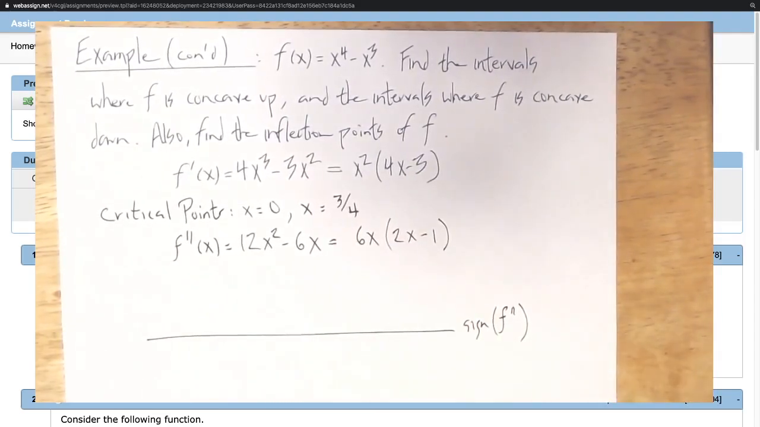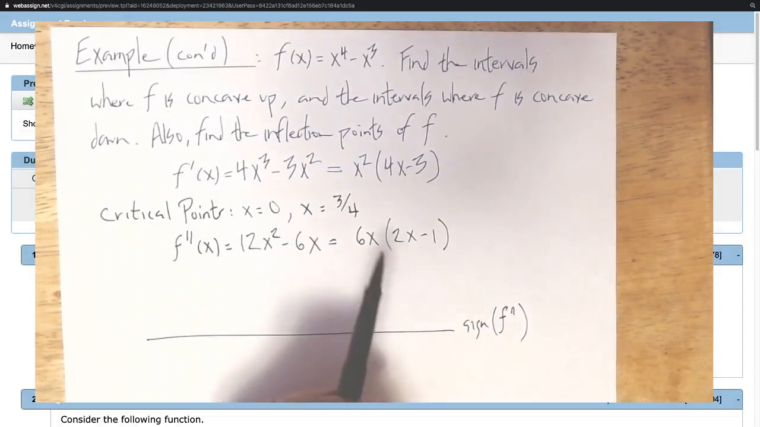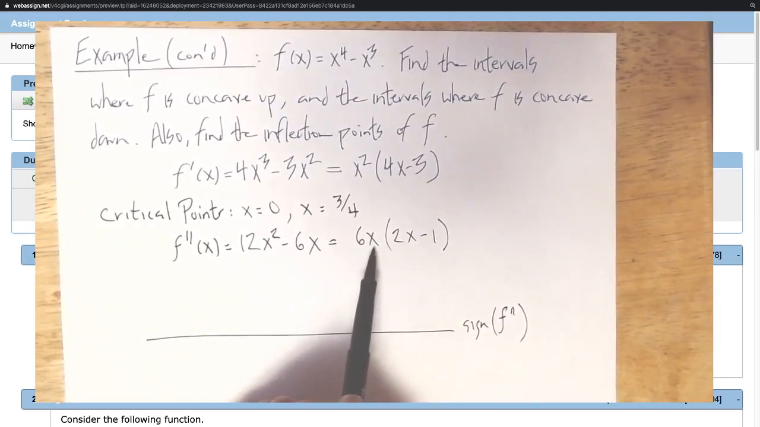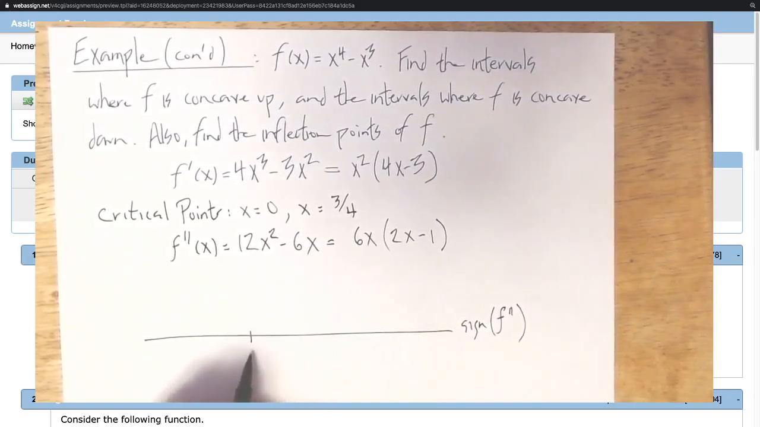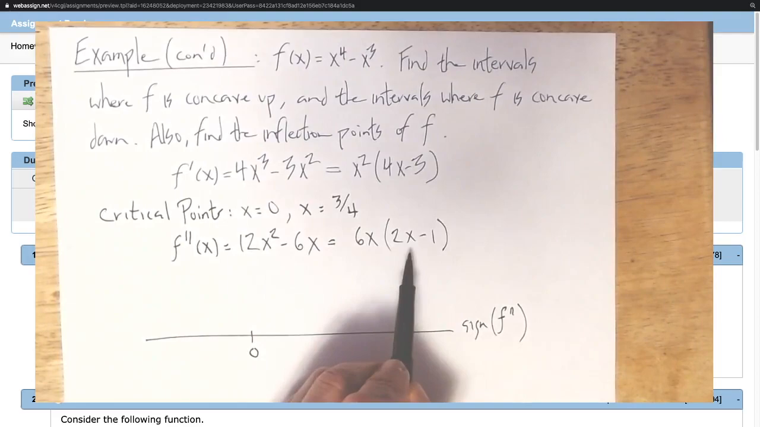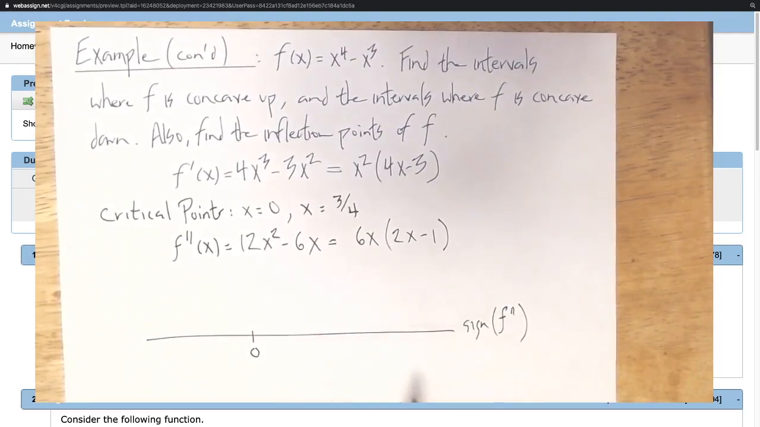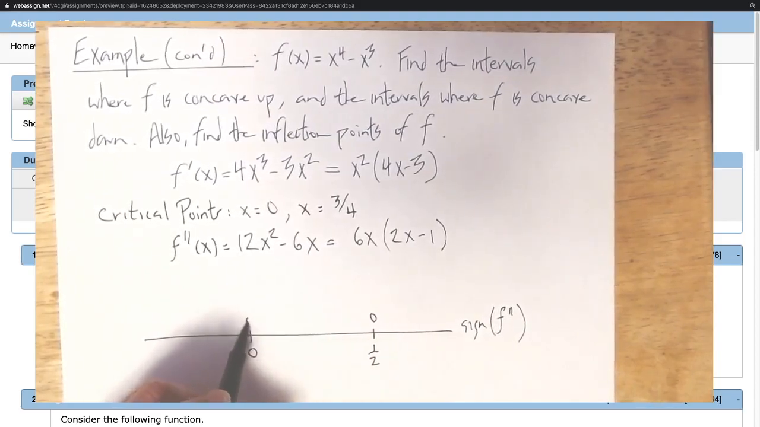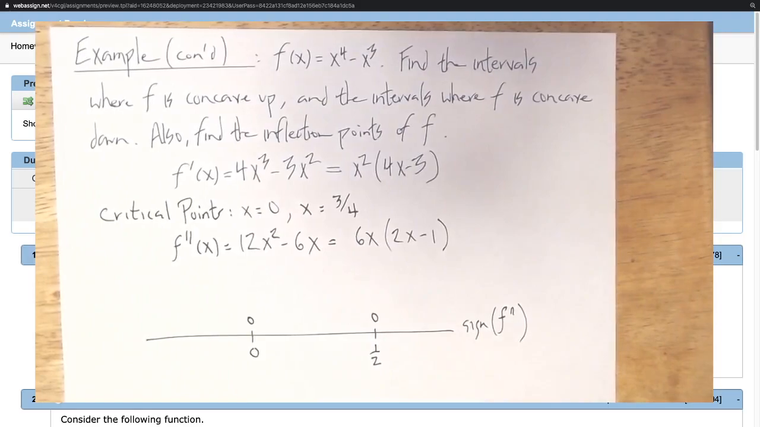And so to build the sign chart for f double prime, it's a lot like building the sign chart for f prime. You first find the place where the second derivative is 0. So looking at that, and that's where the factored form helps, the second derivative can be 0 if either x is 0, so I'll put that there, or 2x minus 1 is 0. And that would mean 2x is 1, so x would be a half. So I'll put that over here. And both of those places are places where the second derivative is 0.